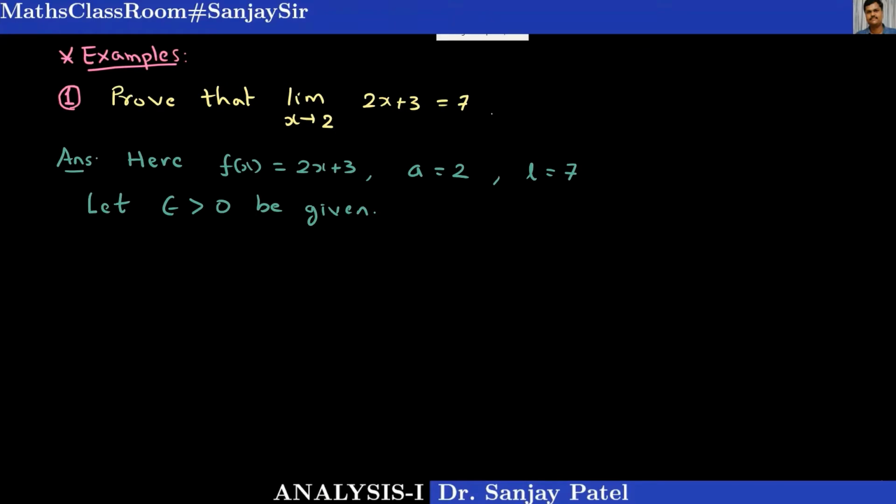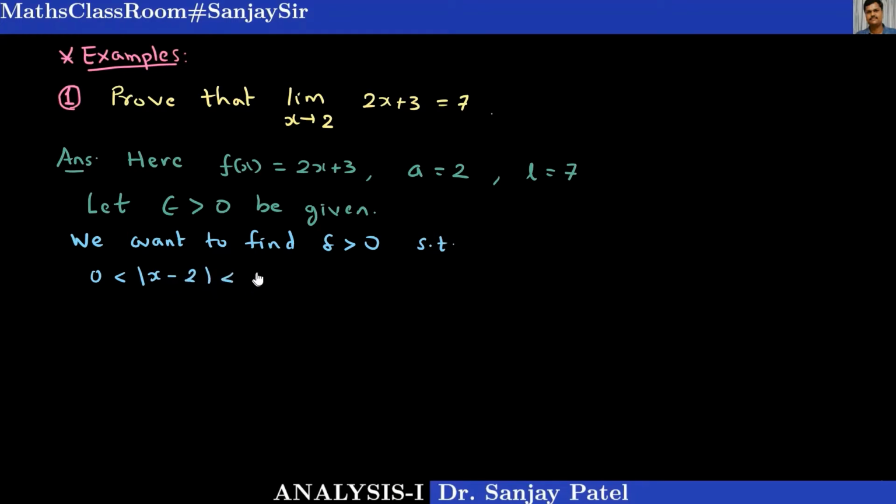What is our aim? We want to find delta greater than 0 such that whenever 0 < |x - a|, what is a here? a is equal to 2, is less than delta, implies we must have |f(x) - L|, that is 7, is less than epsilon. So this is our aim.